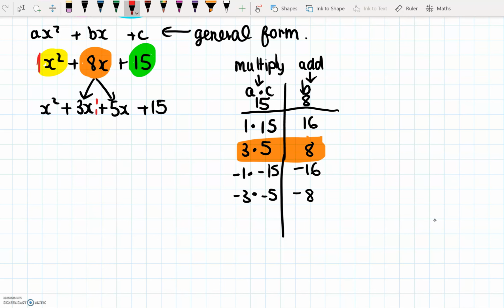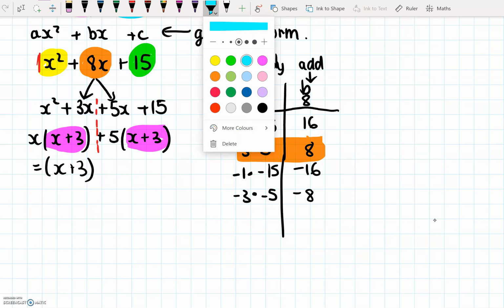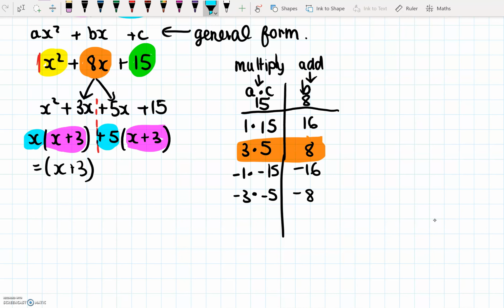We've got 4 terms. If we split it into 2 here, we can do x plus 3, plus 5, x plus 3, okay? And then you can see, again, the brackets match. I might try and use the same colors as we did up above. So the brackets match here. Our first bracket is going to be x plus 3, and what's left behind, x plus 5, is going to go in the second brackets. And that's it. We've just factorized a quadratic.